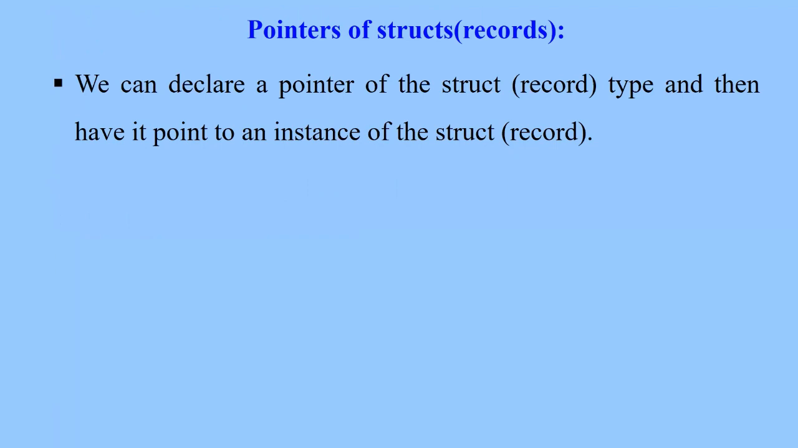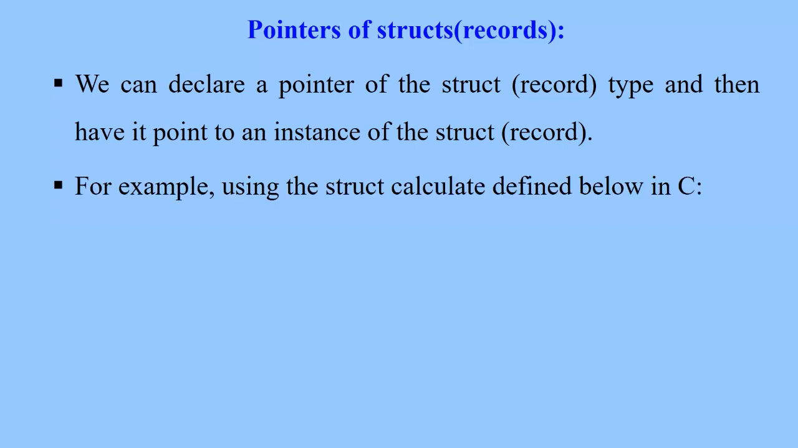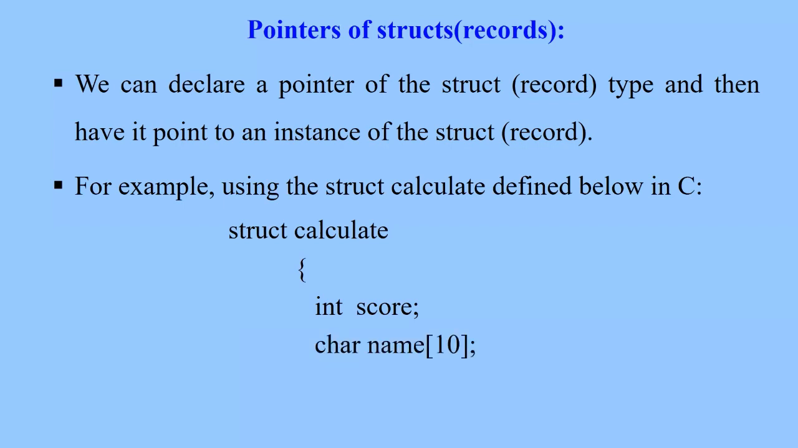It's just a matter of using a pointer to refer to a memory location, whether in an array, in a record, etc. For example, using the struct called calculate, or using a record calculate, defined below, you can do the following. So we have a struct called calculate. It has one member called score of type integer. There's another member called name, which is an array of char.